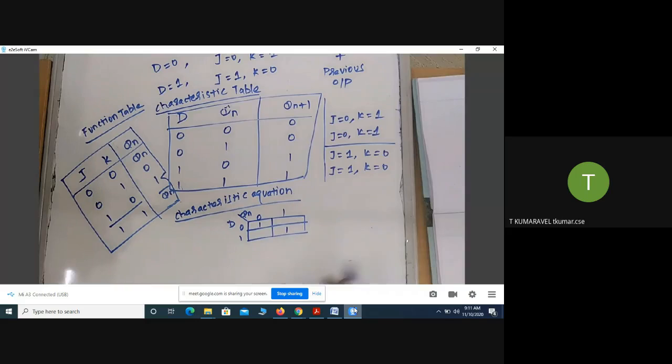If you are unable to map it, what happens is you take each minterm and represent it in equation format. So what is the value? D bar Qn plus D Qn. Okay, this is a characteristic equation for D flip flop.